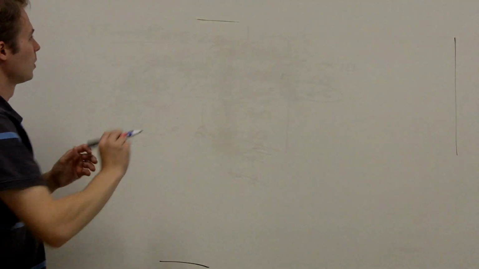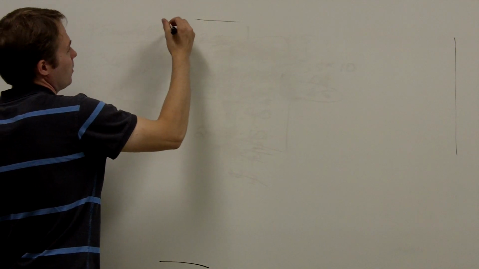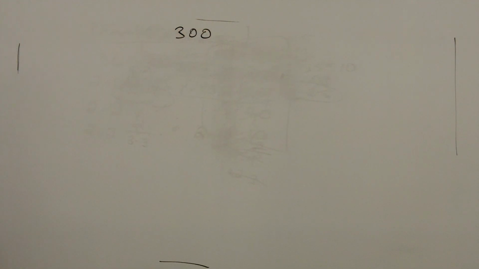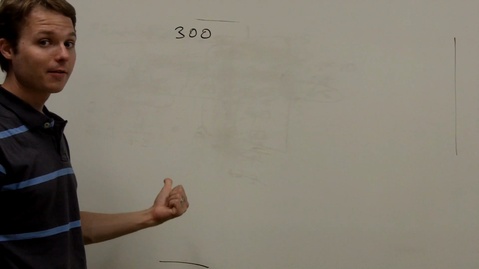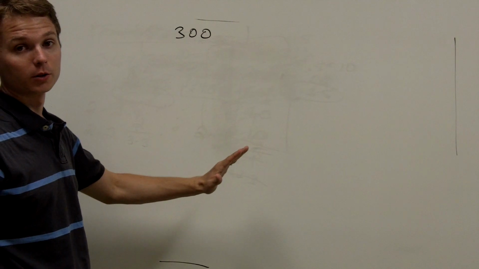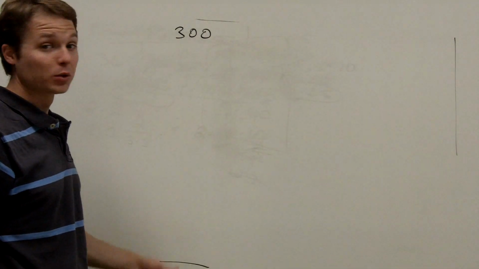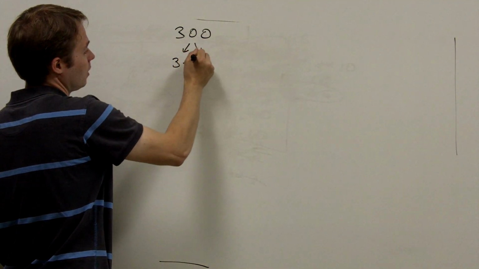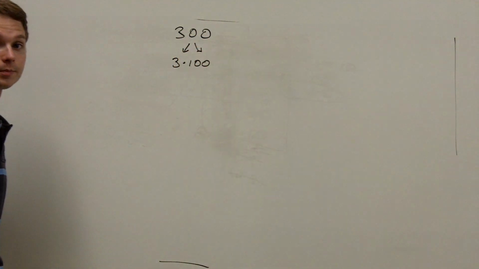Maybe we'll do one more that's a little larger. So the prime factorization of 300. So the first thing, just find a factor pair. It doesn't matter which factor pair that you start with. Maybe the most obvious one here would be that 300 is equal to 3 times 100.